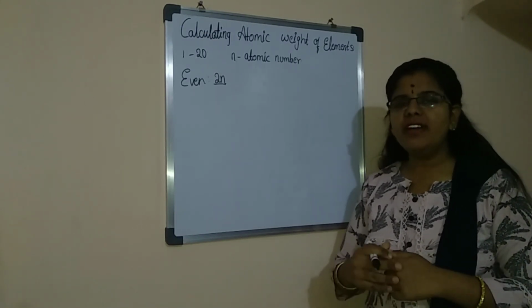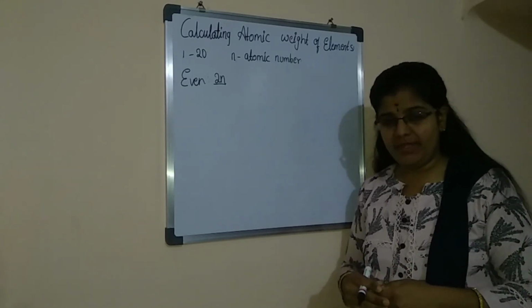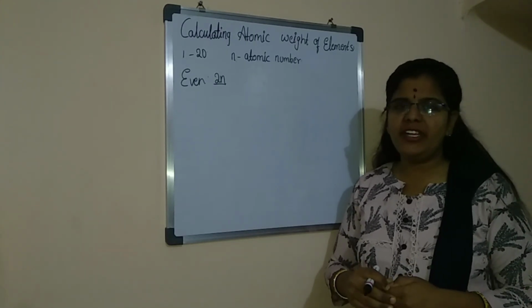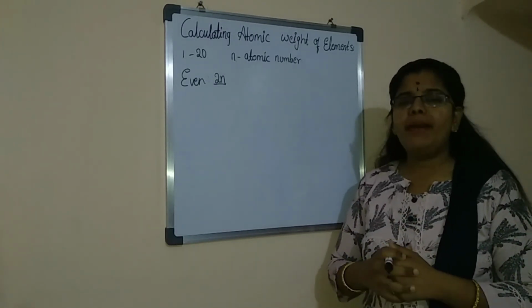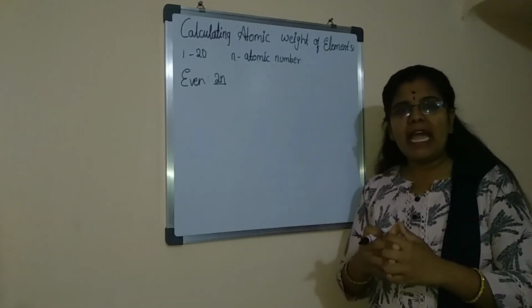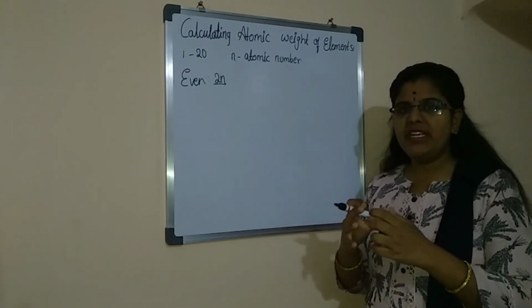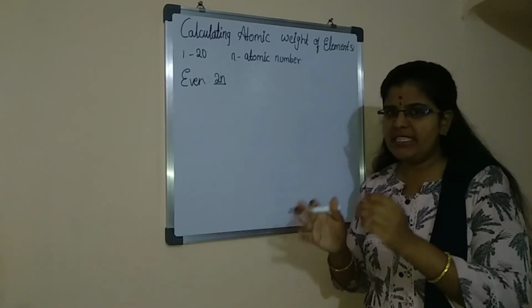Today we will learn about calculating the atomic weights of elements 1 to 30. Generally we learn all the elements, but we find it very difficult to remember their atomic weights. By learning some simple tricks, you can remember and calculate the atomic weight accurately. Today we will first learn about elements 1 to 20, then elements 21 to 30.